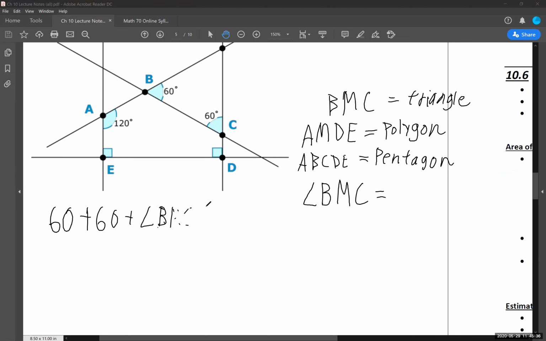M's. Oh my goodness. It's not cooperating with me at all. Angle B. Come on. Okay.